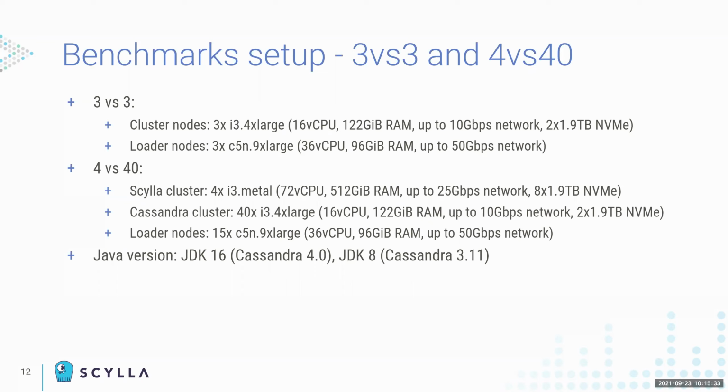For the second part, the 4 versus 40 benchmark, where Scylla is running on 4 nodes and Cassandra on 40, Scylla was running on 4 i3en.metal nodes, each having 72 vCPUs and half a terabyte of RAM. And Cassandra was running on the same nodes as in the 3 versus 3 benchmark, so i3.4xlarge nodes, but this time there are 40 of them, each having 16 vCPUs and 122 gigabytes of RAM. In each benchmark, Cassandra 4 was running using JDK 16, and Cassandra 3 was running using JDK 8.